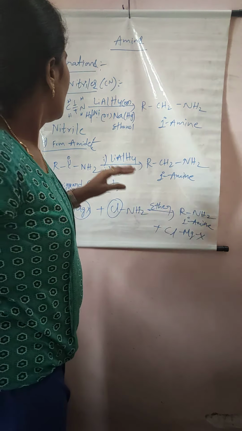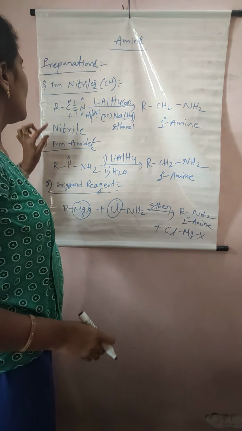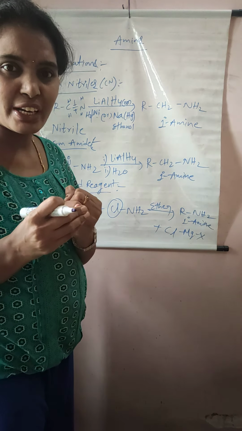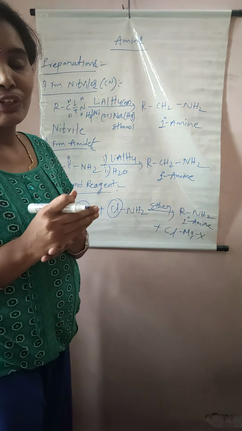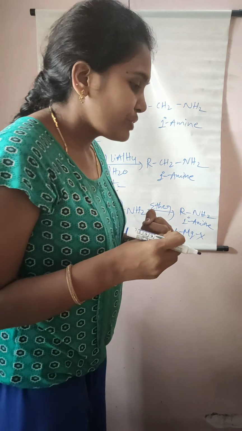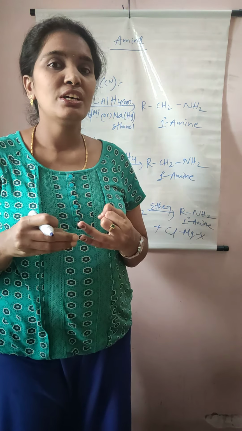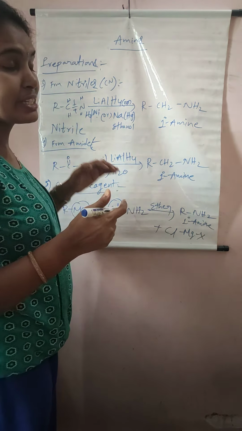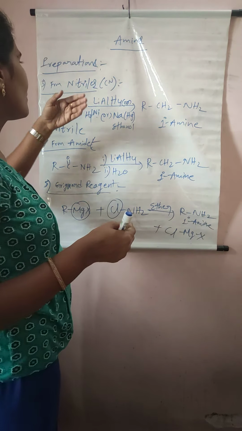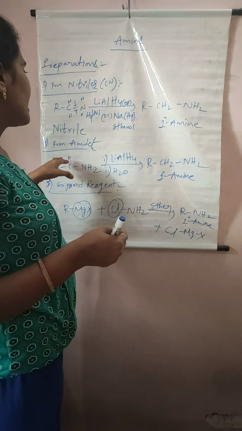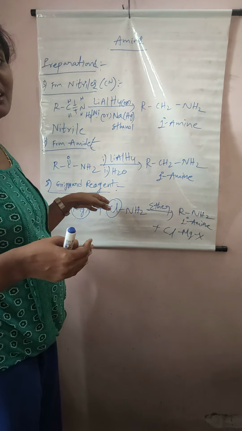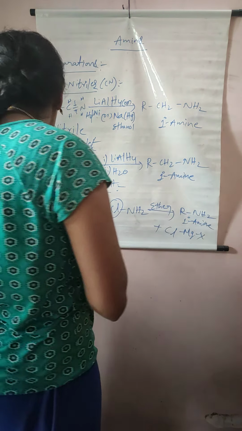So what have we seen? The first one was from nitro compounds. The second one is from ammonolysis, the third one is from nitriles, the fourth one is from amide, and the fifth one is from a reagent, the Grignard reagent.